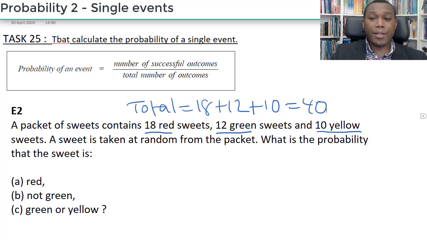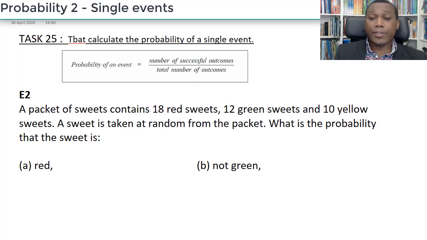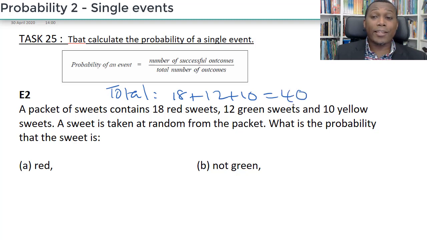I'll move on to another page just to make it easier to read. You should have paused and had a go. So red, we had 18. Total is 18 plus 12 plus 10, which gives you 40. Just testing, can I look at the camera, smile, and write at the same time? No, I can't do it. I've got to look at the screen. The denominator is going to be 40 because there's 40 sweets in total. And then how many red are there? There's 18, so the chance of me getting a red will be 18 out of 40.